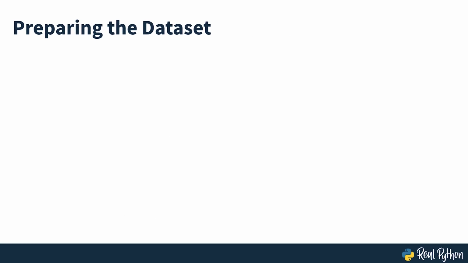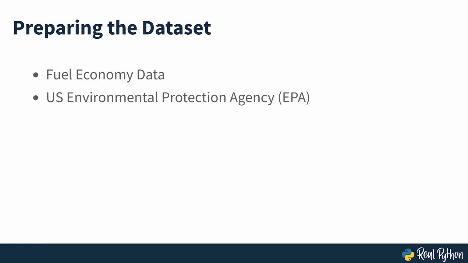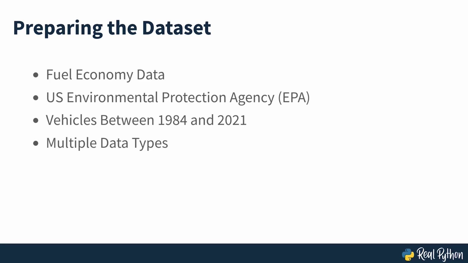In this course, you'll be working with fuel economy data compiled by the US Environmental Protection Agency on vehicles made between 1984 and 2021. The EPA fuel economy dataset is great because it has many different types of information that you can sort on, from textual to numeric data types. The dataset contains 83 columns in total.